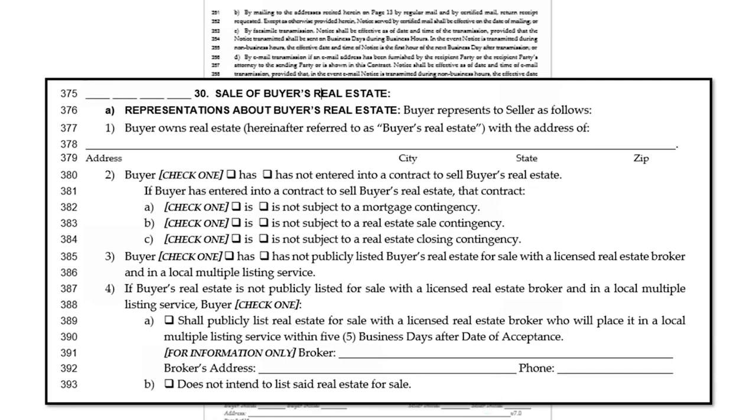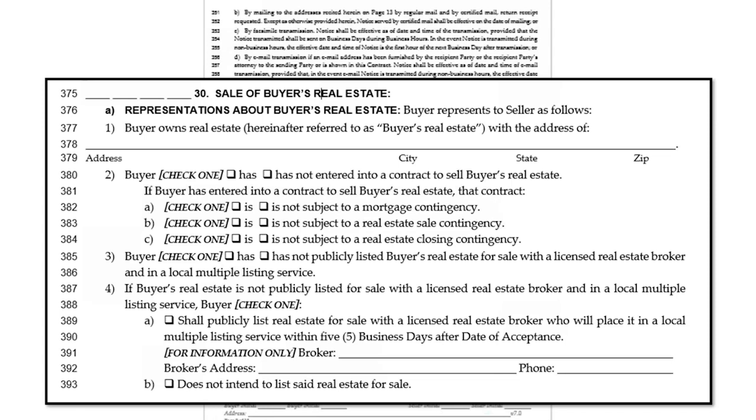And then it says if buyer's real estate is not listed for sale. So now, if you checked has listed the property, then you would not have to do 4 because it says buyer's real estate is not publicly listed. So let's go back to 3. If you check the box that says has not listed their house for sale, what is your buyer intending to do with their house? 4A says he shall publicly list the real estate for sale within 5 business days after date of acceptance, and this is who they're going to list it with. And if they don't know who they're going to list it with yet, they don't have to fill it in because it's for information only.